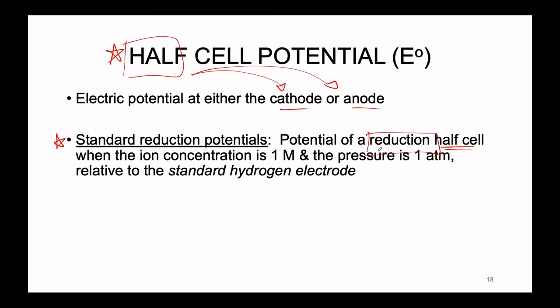So, looking at the rest of the definition, we are looking at the potential of a reduction half cell when the ion concentration is standardized to 1 molar and the pressure is standardized to 1 atmosphere. In addition, the measurement of the reduction half cell potential is all relative to a given standard electrode, and the standard electrode that we are working with and have been working with for like 50 or 60 years now is the standard hydrogen electrode. All right, so let's talk about how we get these measured standard potentials experimentally and why they're all from the perspective of reduction.